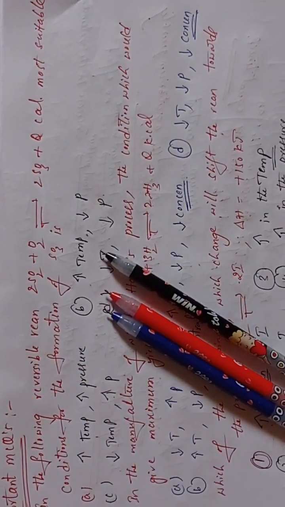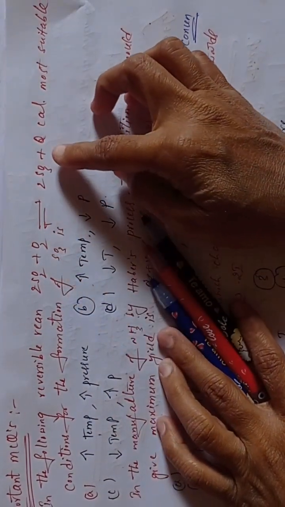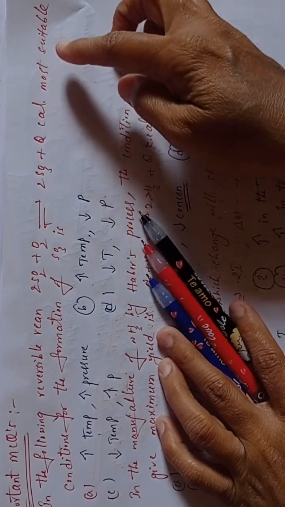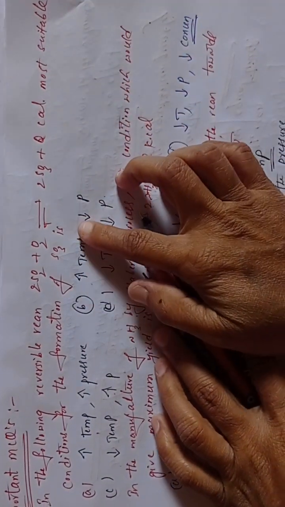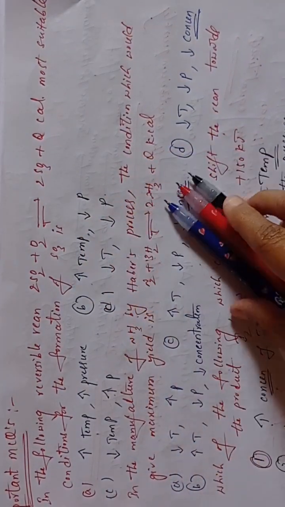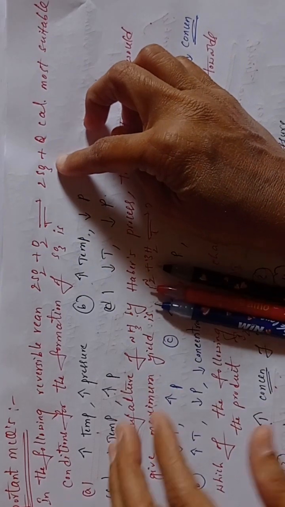Important MCQs of Le Chatelier's principle. First one: in the following reversible reaction, 2SO2 plus O2 gives 2SO3 plus Q kilocalories, the most suitable conditions for the formation of SO3 is asked. Here four options are given, students. So which is more favorable to get a good yield of SO3?